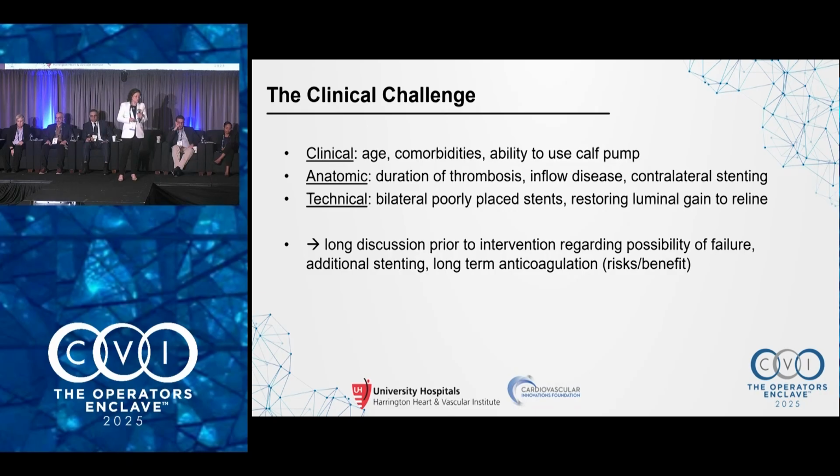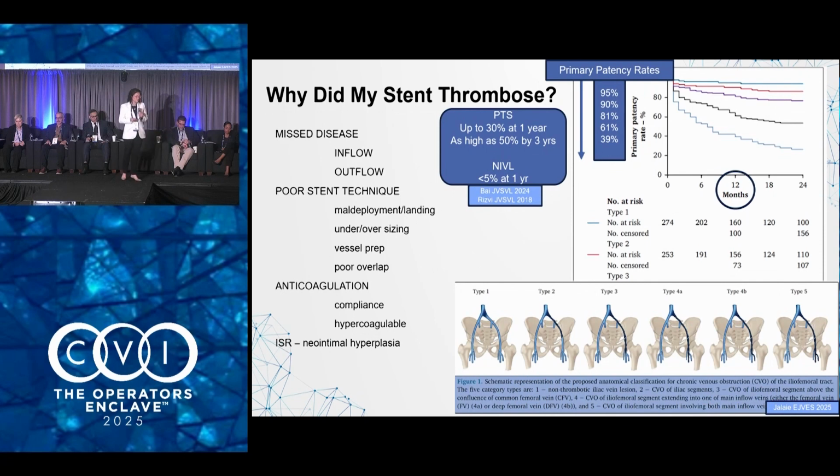So I had a long discussion with the patient prior to the intervention about the possibility of failure at the time of the attempt, and the possibility that, since she's already having repeat procedures, the durability is not as great, and also her need for long-term anticoagulation. So with that, I just want to highlight some of the reasons stents thrombose.